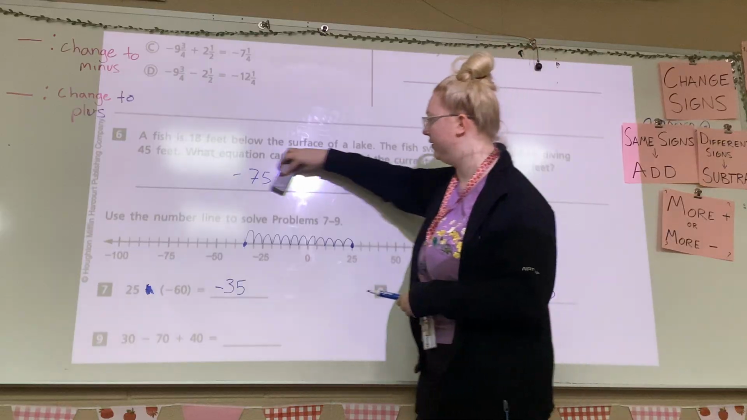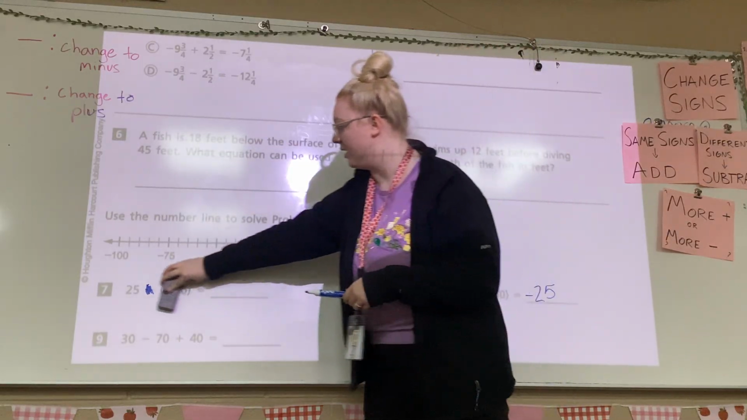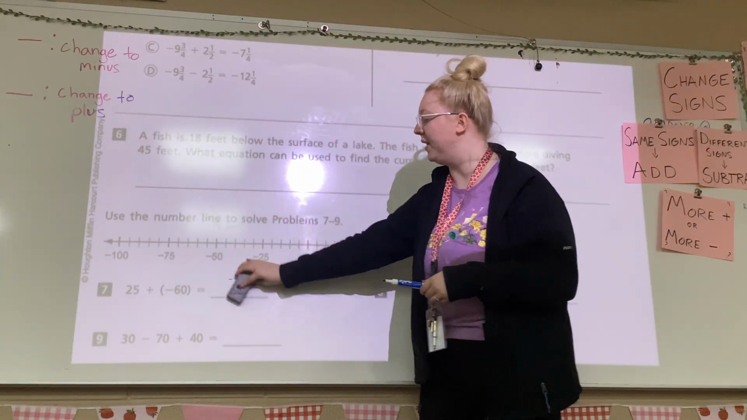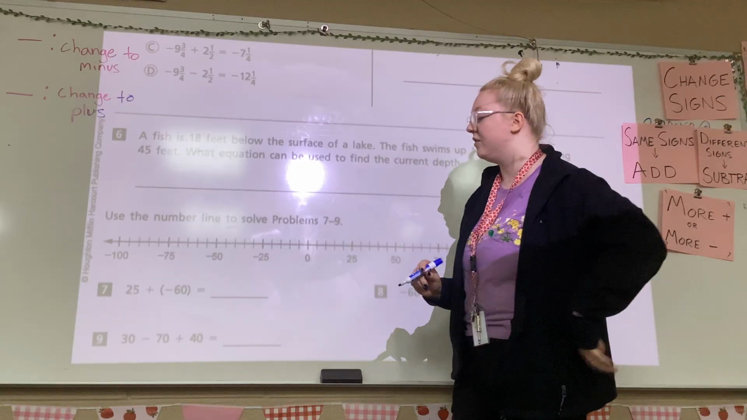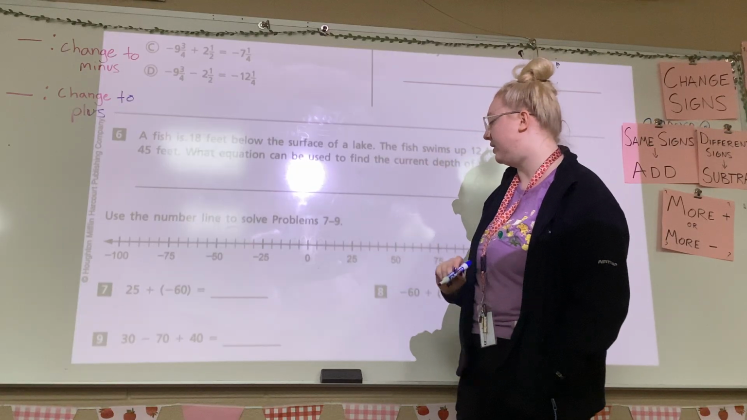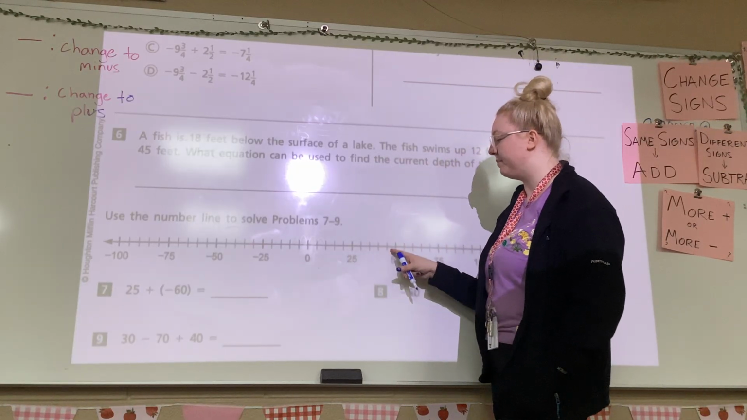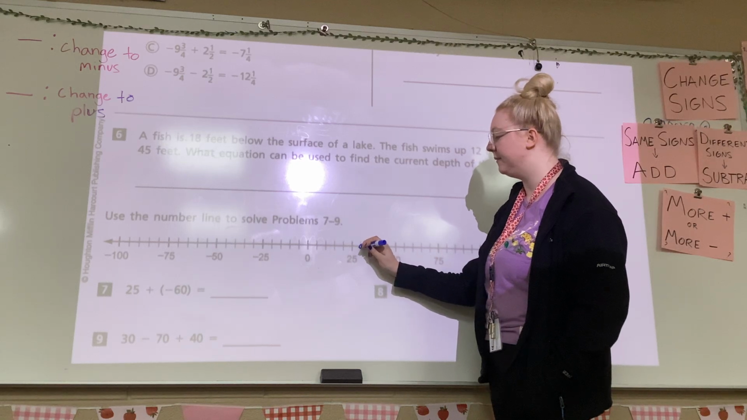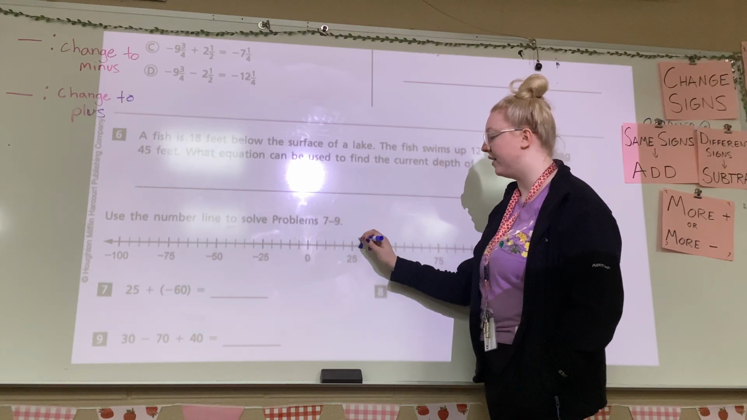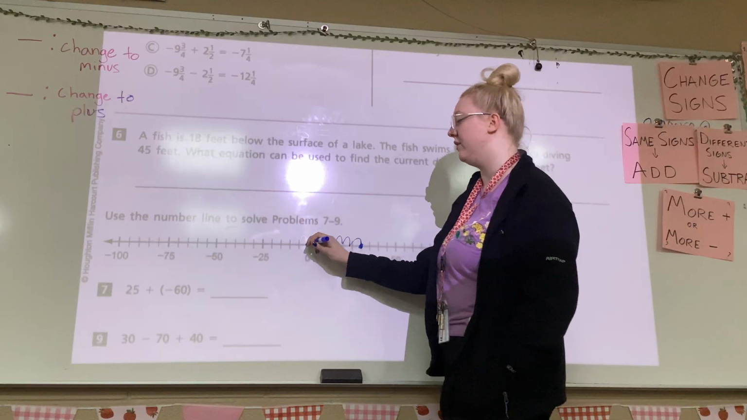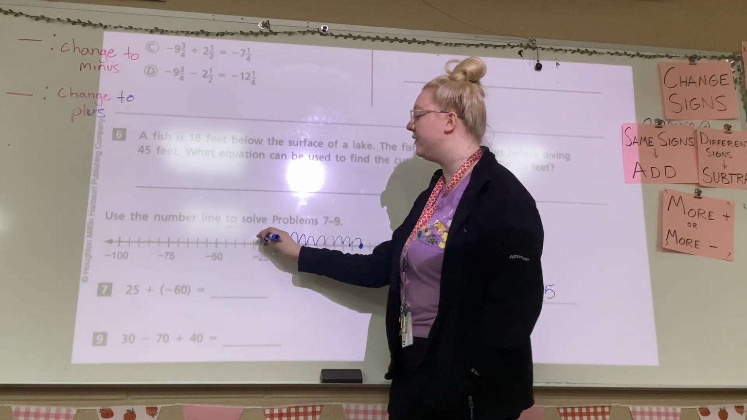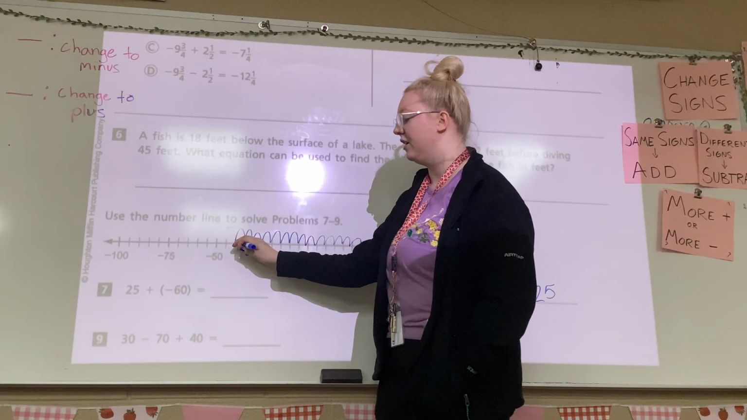Let's do that last one. 30 minus 70 plus 40. First, let's do 30 minus 70. I'm going to try using the number line this time. Remember, these go up by 5, so here's my 30 minus 70. 5, 10, 15, 20, 25, 30, 35, 40, 45, 50, 55, 60, 65, 70. Am I done though?